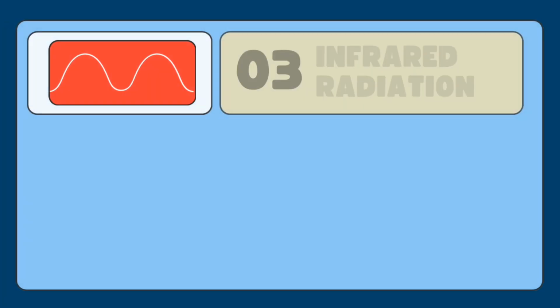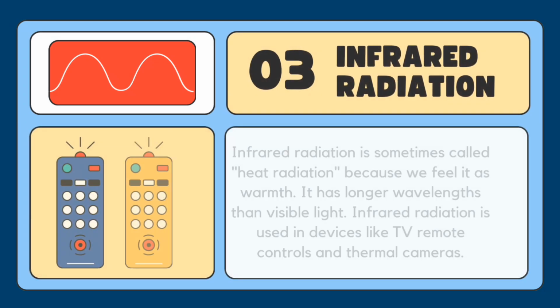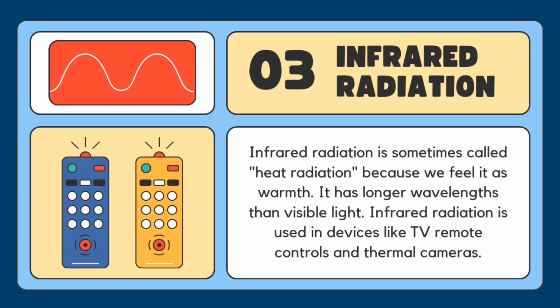Now we will be learning about infrared radiation. Infrared radiation is sometimes called heat radiation because we feel it as warmth. It has longer wavelengths than visible light. Infrared radiation is used in devices like TV remote controls and thermal cameras.